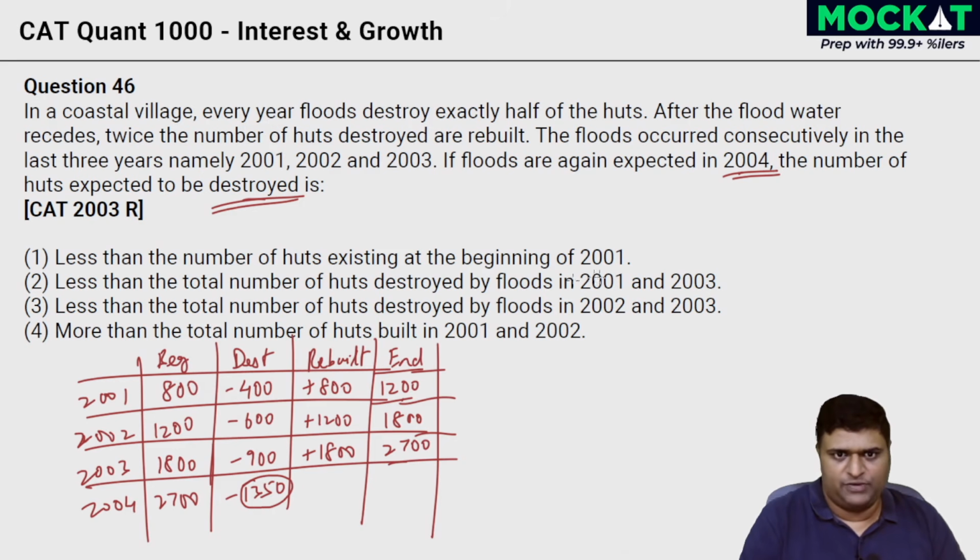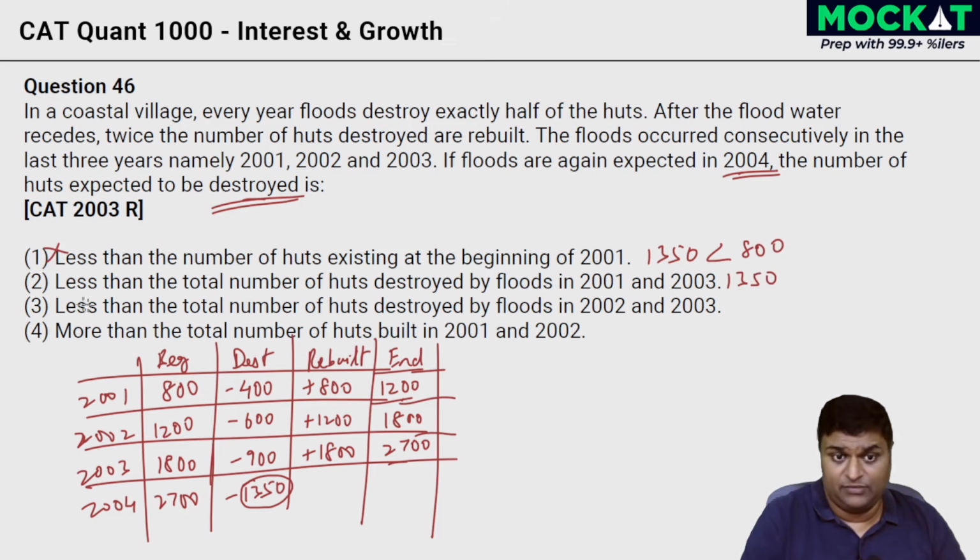We need to see which of these is true. Is 1350 less than, right? The first one, less than the number of huts existing at the beginning of 2001. Number of huts existing at the beginning of 2001, 800. Is 1350 less than 800? Wrong. Next one is 1350, right?